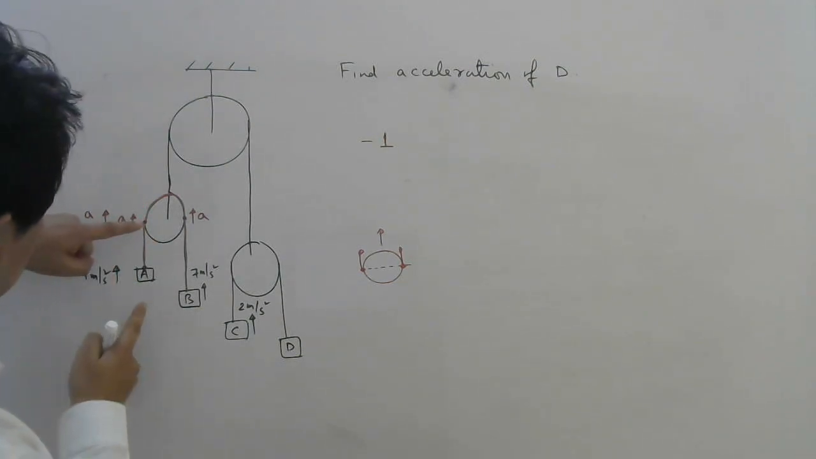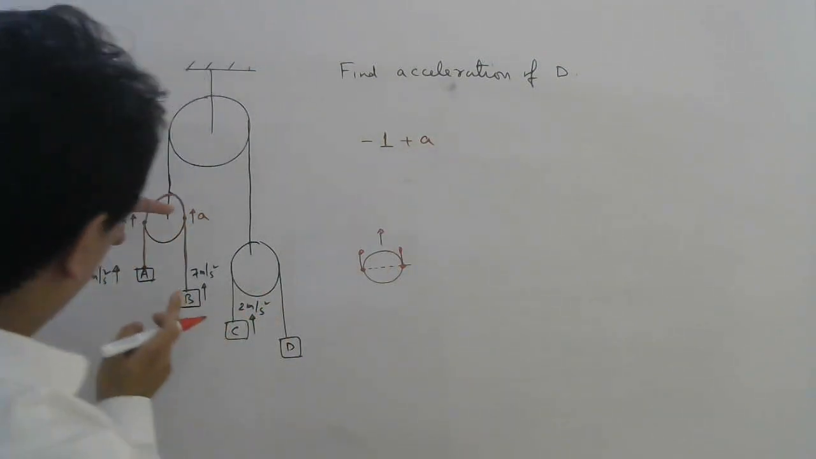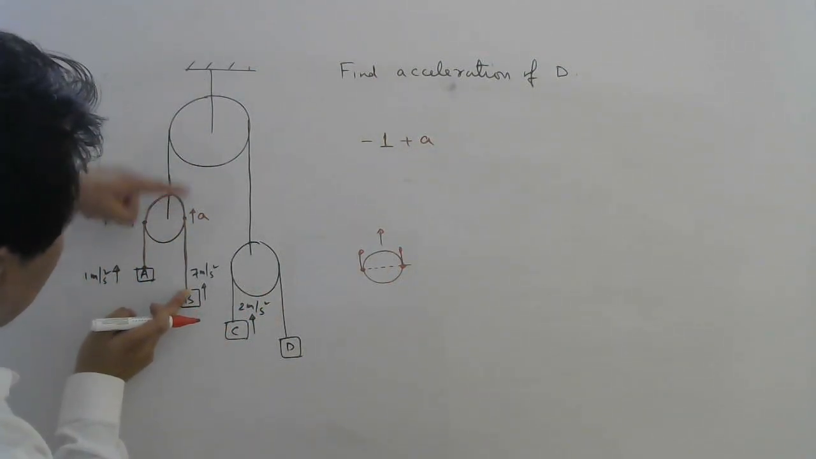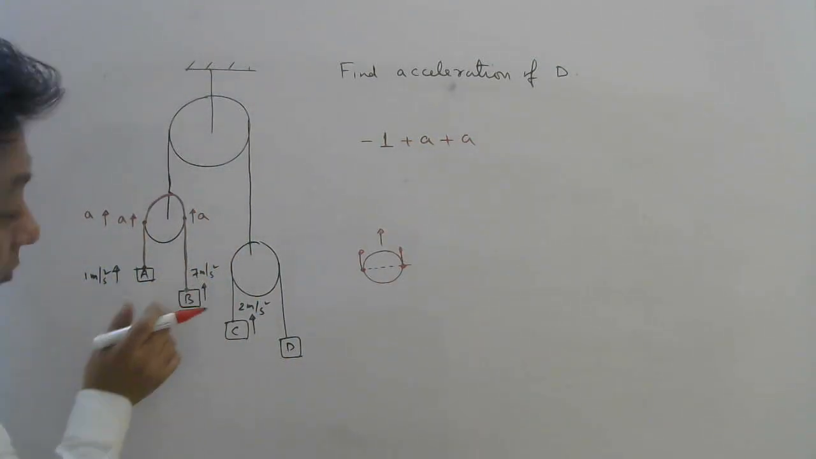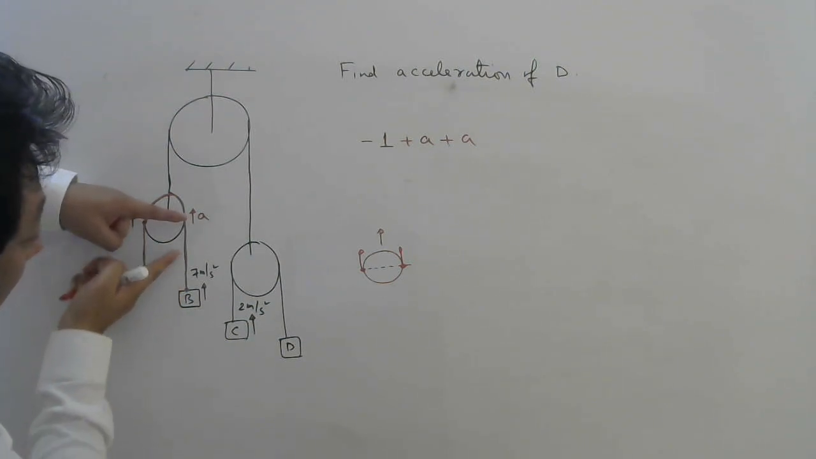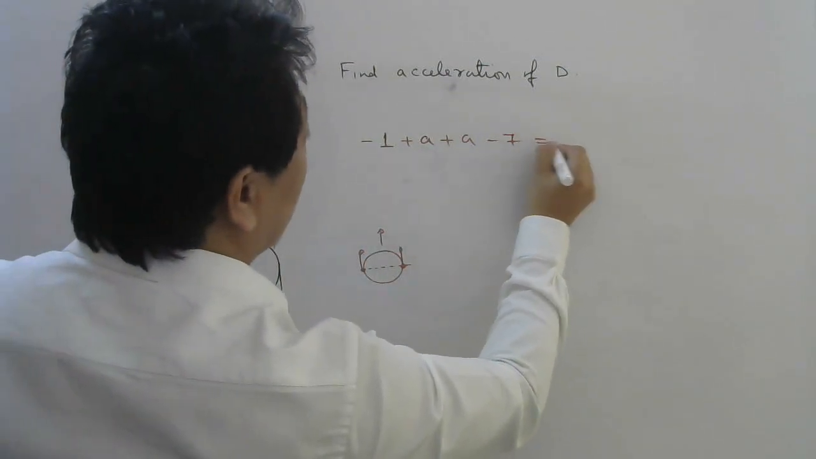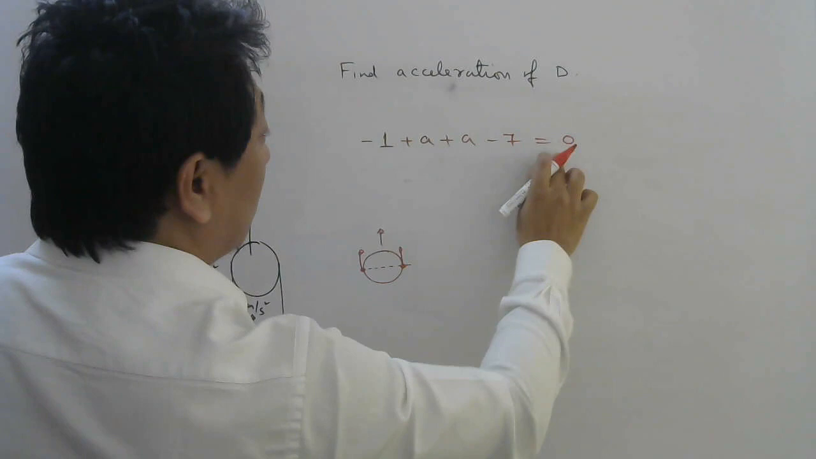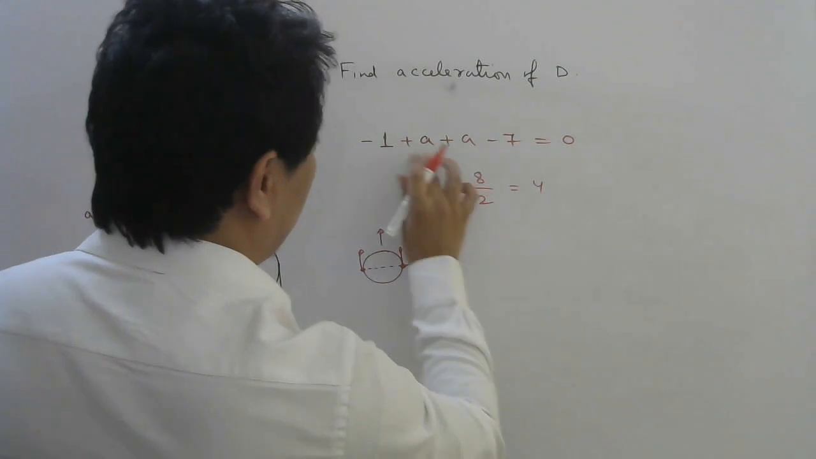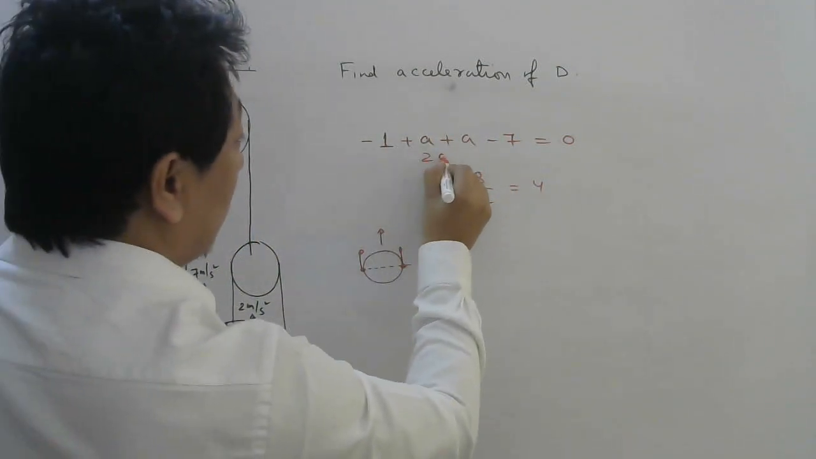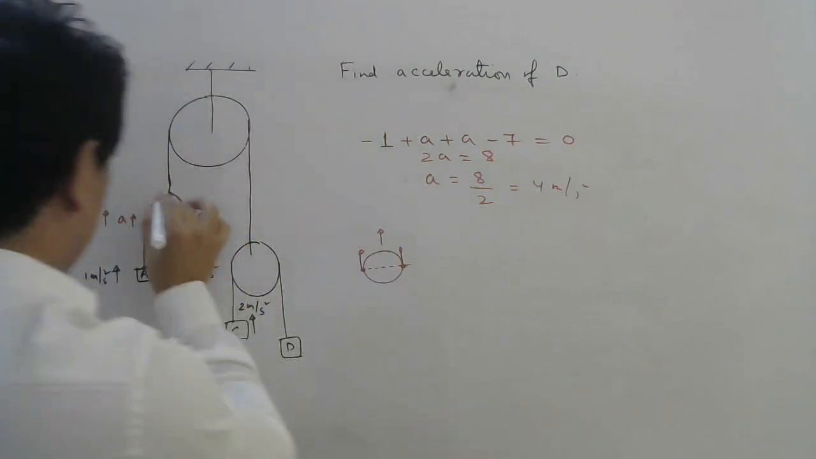So what is this acceleration trying to do? You can see it is trying to increase the length, so plus A. What about this acceleration? That is also trying to increase the length, plus A. And this acceleration of 7 meter per second square, you can see, is trying to decrease the length, right? So the length is getting decreased because of this acceleration, so minus 7. The total change should be 0. So from here A will come as 8 divided by 2, which is 4, because A plus A is 2A, right? So 2A is 8, so A is 4. That is the acceleration of this pulley.